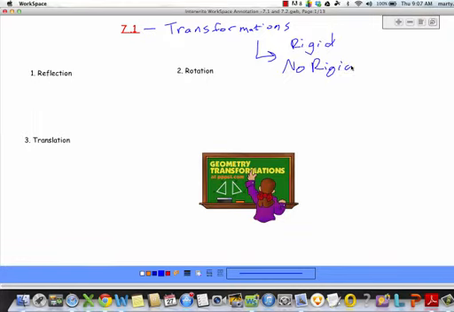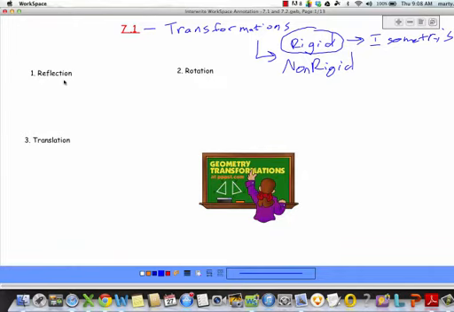Rigid means the shape will hold its shape when we move these things. We don't adjust the shape, the same orientation, or the shape remains intact. When the shape changes, it's non-rigid. It says no rigid, it should say non-rigid. And then 7.2 is really about rigid transformations, which are called isometries. So in this chapter, 7.1, 7.2, 7.3 are very similar.